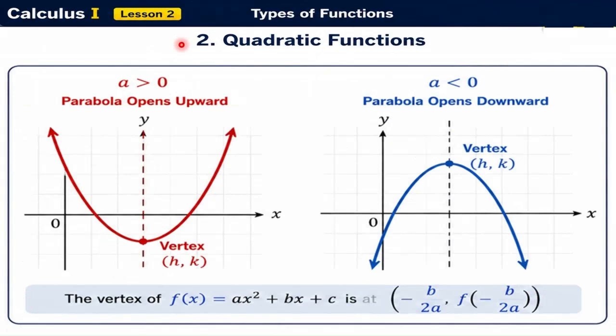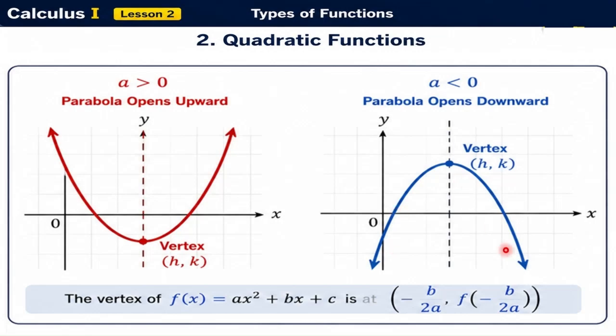Now, let us look at the quadratic function. A quadratic function has the general form f of x equals ax squared plus bx plus c, where a is not equal to 0. The graph of the quadratic function is called a parabola. If a is positive, the parabola opens upward. If a is negative, the parabola opens downward.